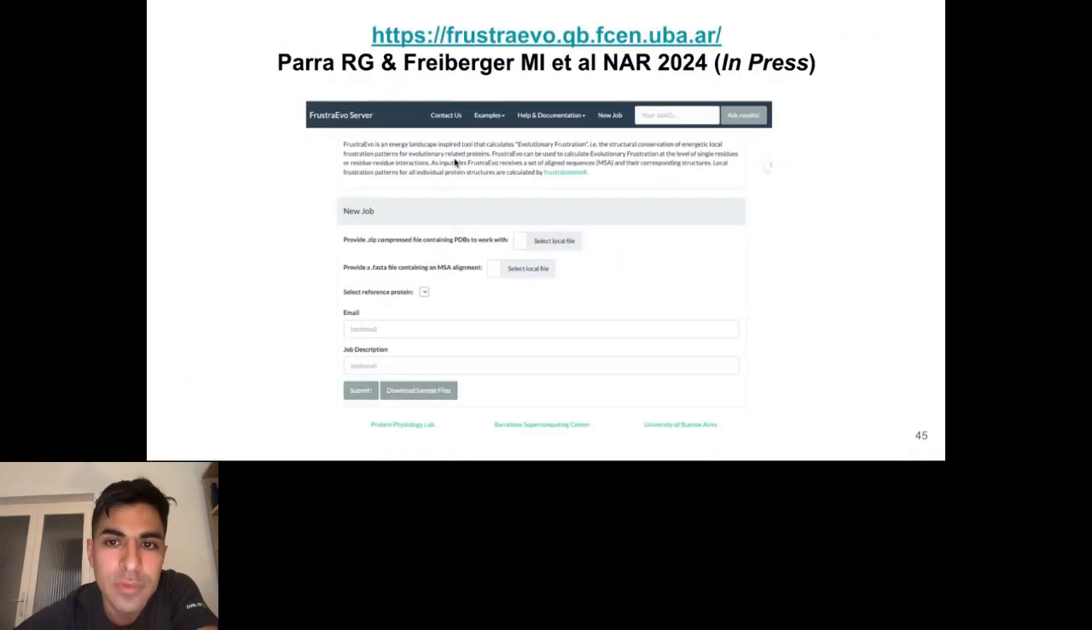With that, I invite you to our web server, where you can easily study your favorite protein family. The paper was accepted, it's in press. I hope it's available soon, but you can play around with the web server already. This is how it looks, it's very easy.